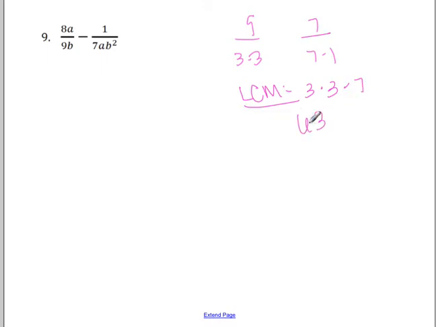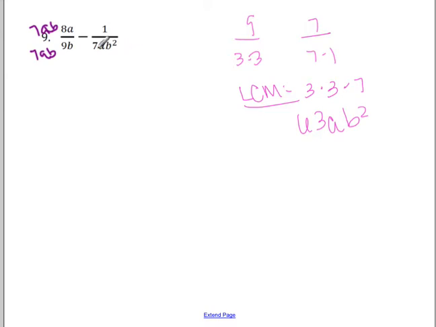Okay, and then I look at my variables. I would have a, b squared. So I need to get my denominators to be 63a squared. In order to do so, 9 times what gives you 63? 9 times 7. And then I need ab squared, so I need to have times a, b.